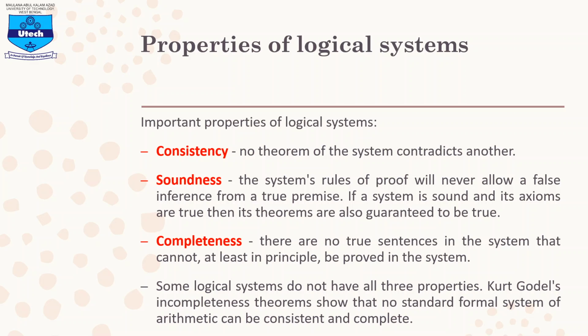Another property is soundness. The system's rules of proof will never allow a false inference from a true premise. If a system is sound and its axioms are true, then its theorems are also guaranteed to be true. That is, if the axioms are true, then its theorems will also be true. The third property is completeness. There are no true sentences in the system that cannot, at least in principle, be proved in the system.